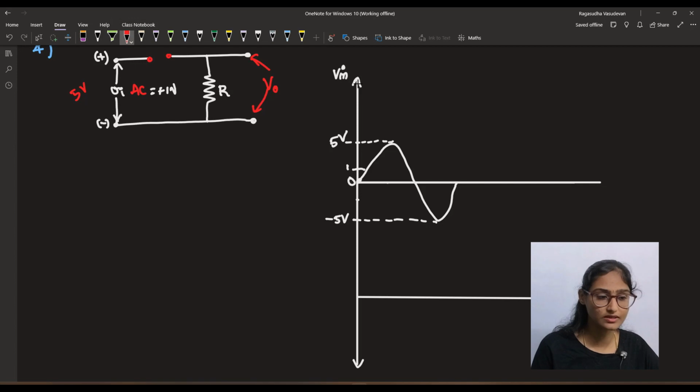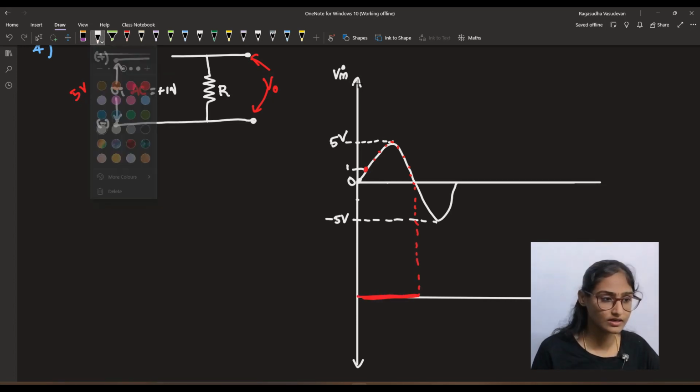So there will be an open circuit at 1 volt, 2 volt, 3 volt, 4, 5, 6, 5, then again 4, 3, 2, 1. At all these positions, the diode will be open circuited. So what will be the value of V0? V0 will be 0 up to this instant, post which the diode will be on. We had a diode which is connected in the reverse bias, right?